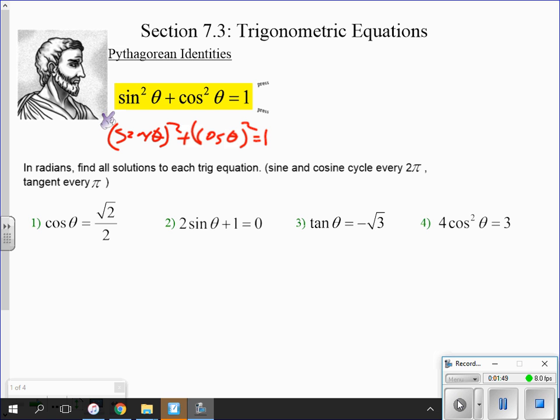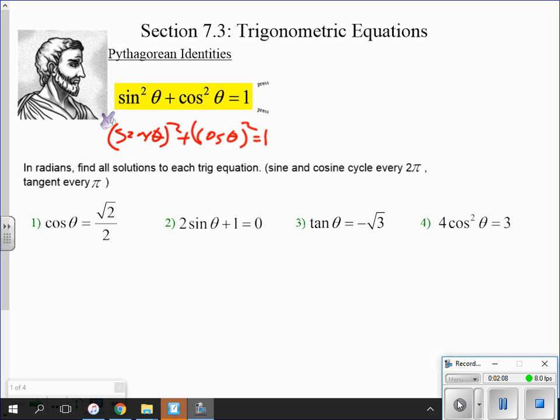I don't really want to do it today, but we will at some point. I'll do a proof to show you where that one comes from. It's actually a fairly simple proof to do. But that's called the Pythagorean identity. The reason is it comes from the Pythagorean theorem. So that's all that is.